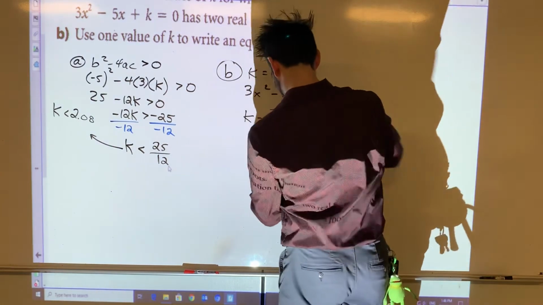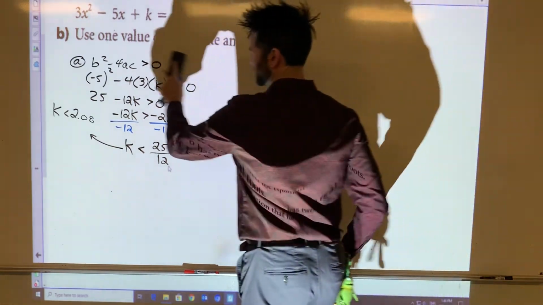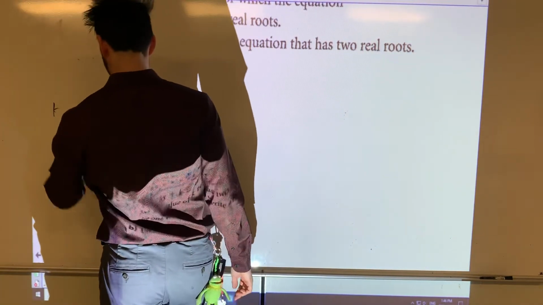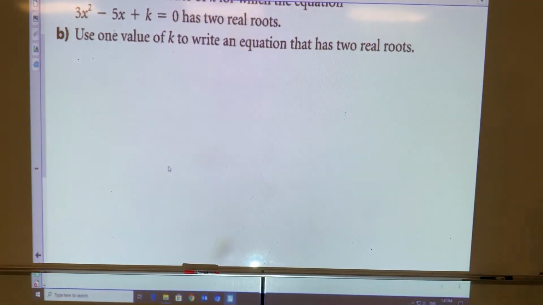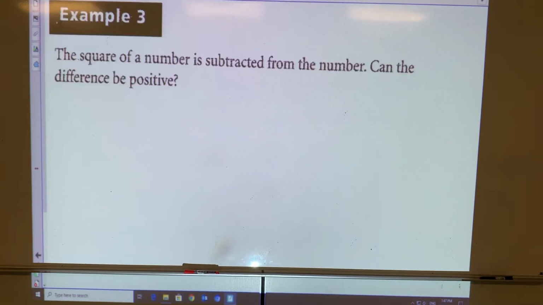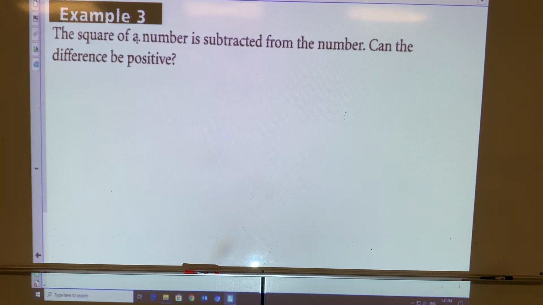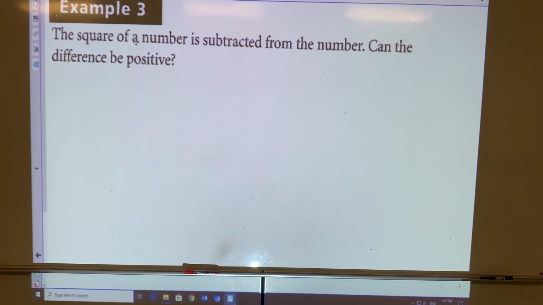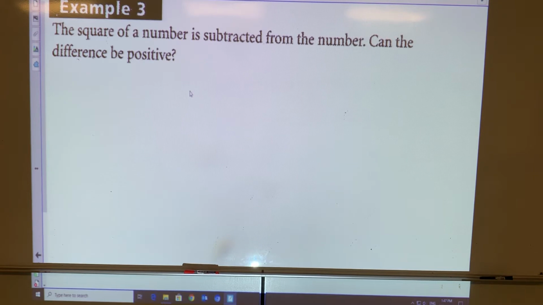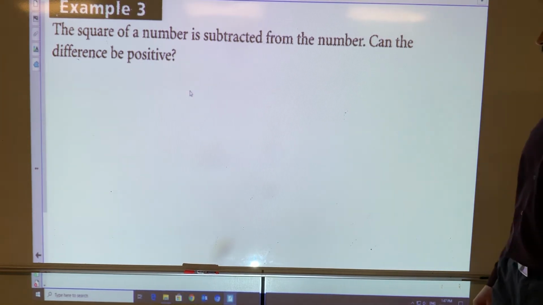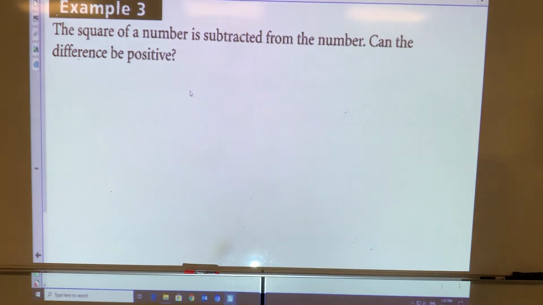Okay. And you guys all have the next one? Okay, so that one is the one you have to write. So give me a moment. Why don't you do that to us? I made you write two sentences. The square of a number is subtracted from the number. Can the difference be positive? Give you a moment.